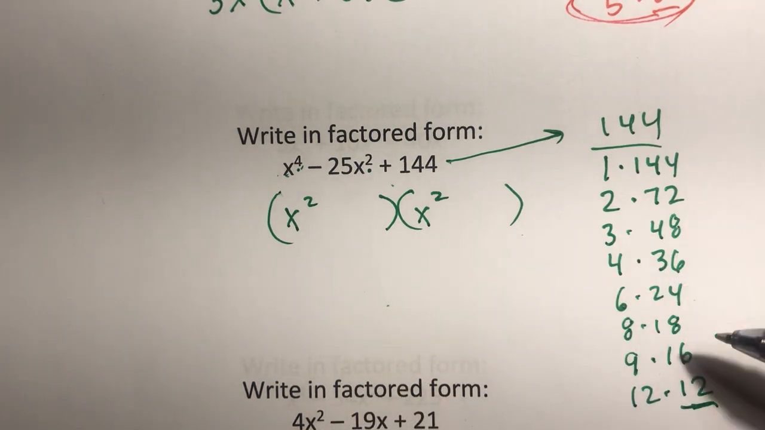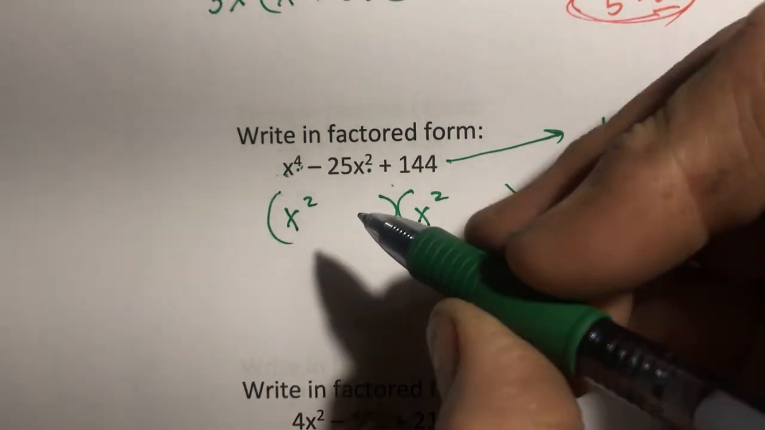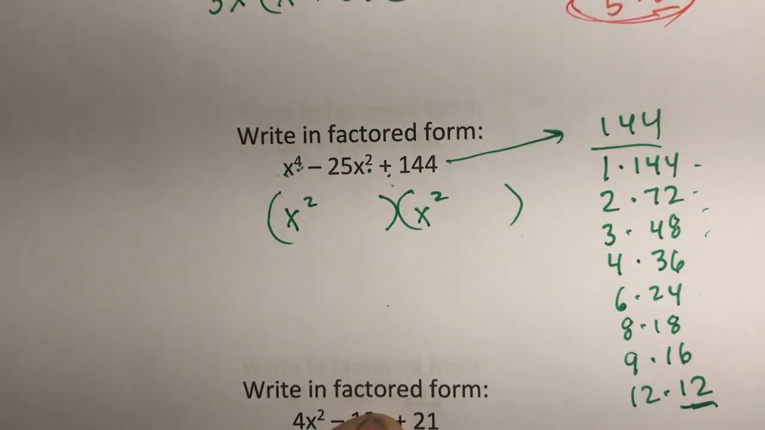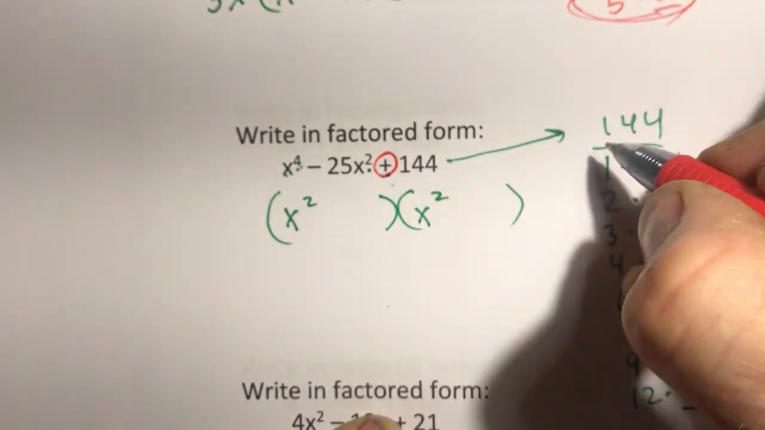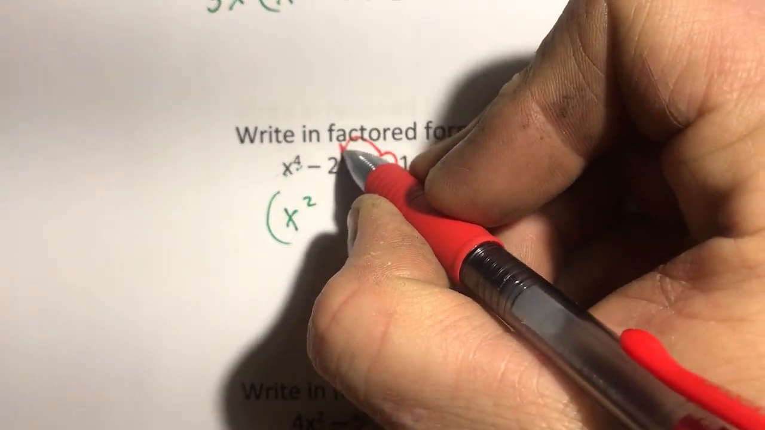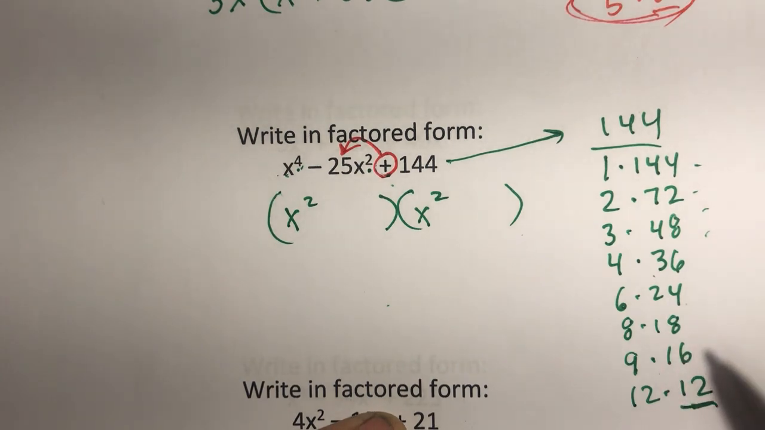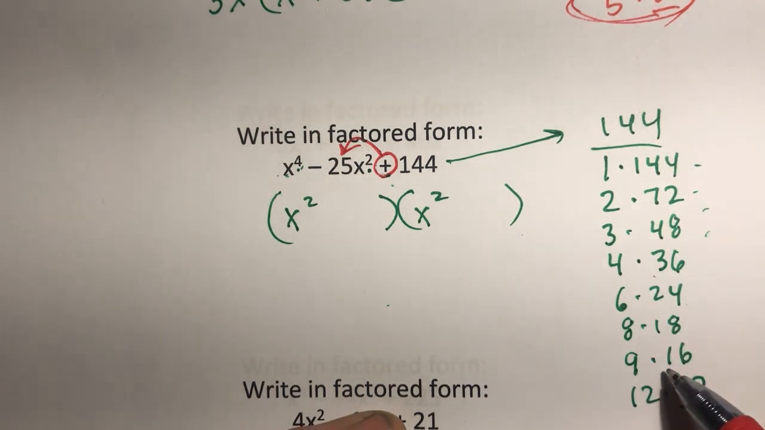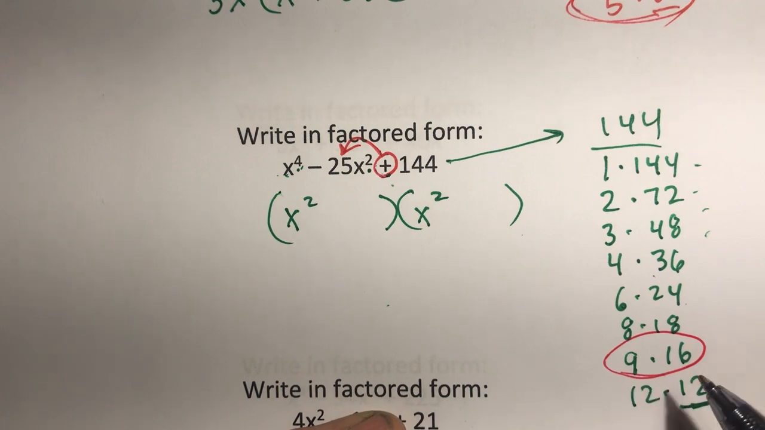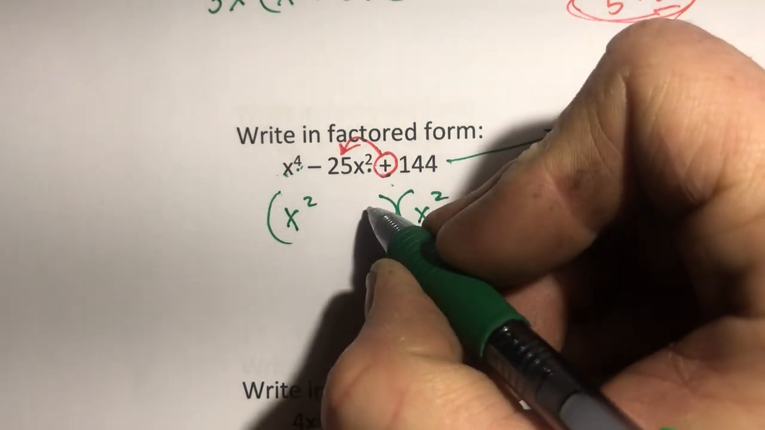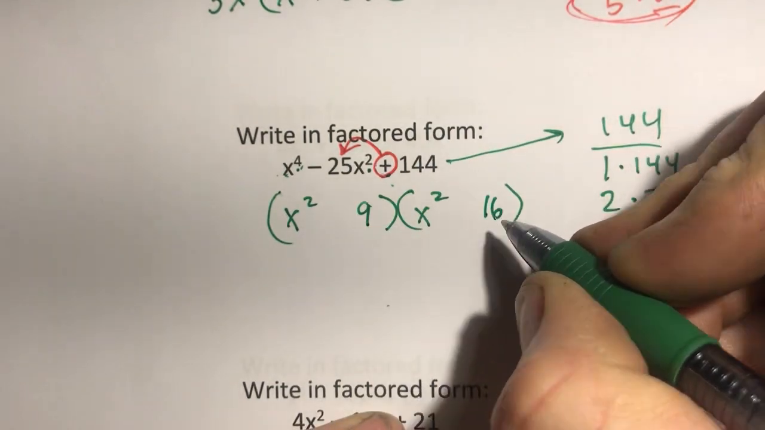Now, look at my pairs of numbers here. In my problem, there's a plus right here, which means I need to add these numbers and get 25. I need the numbers that add to get 25. So you just go down through there and add them, but I think it's this one right here, 9 and 16. They add up to 25. So this is a 9, and this is a 16.